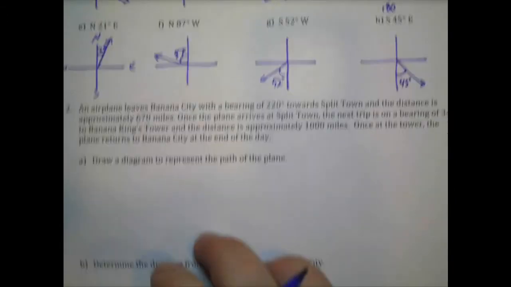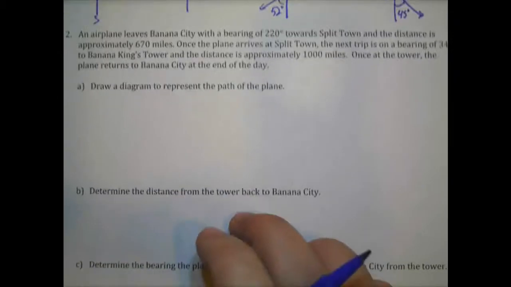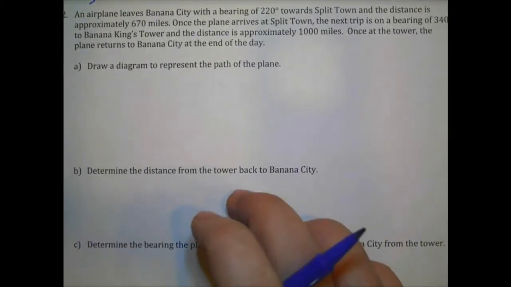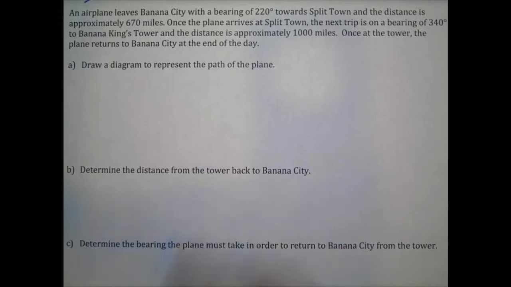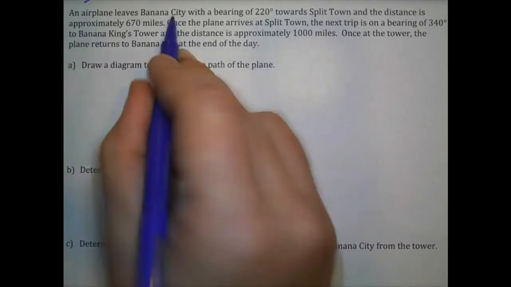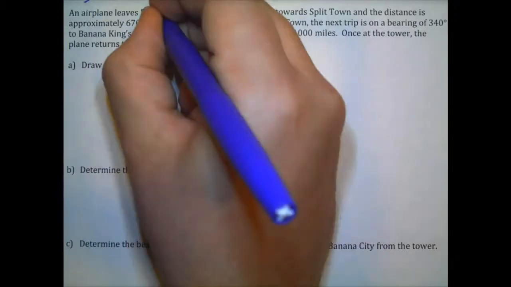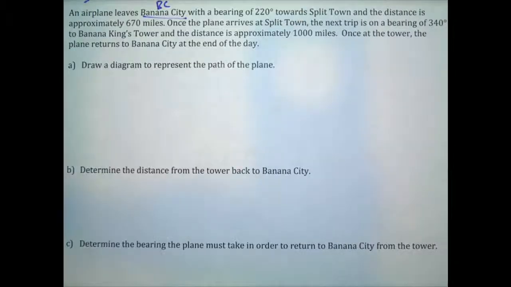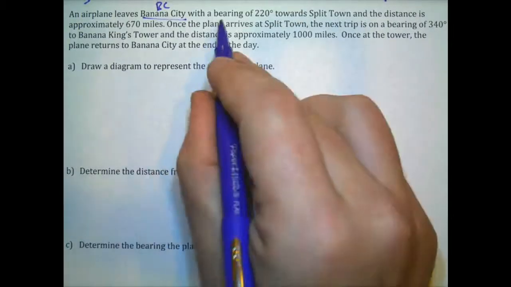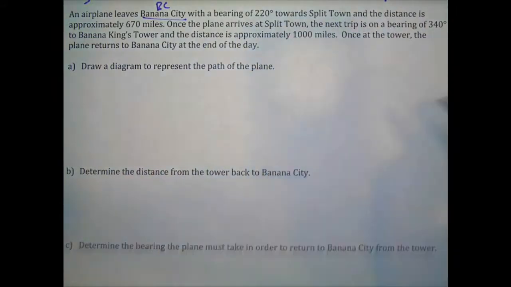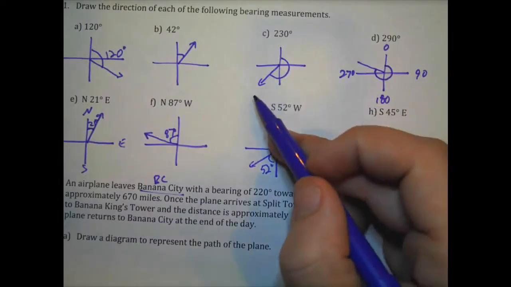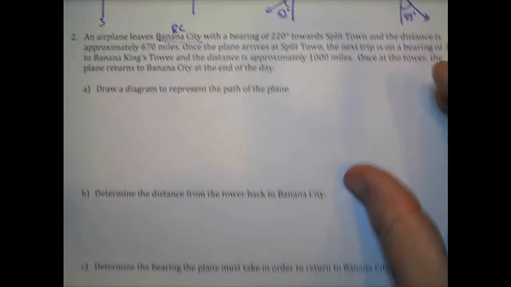So now I'm going to walk you guys through a situation. It's a beautiful situation because it's talking about monkeys and banana splits and all sorts of wonderful things. So now it says an airplane leaves Banana City. I'm going to call this BC. With a bearing of 220 degrees towards Split Town. So if I'm going 220 degrees, that means it's going to be something-ish like this. So I know I'm going to be going from north, I'm going to be going to the south.